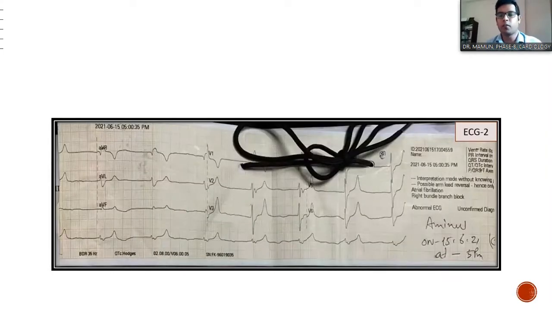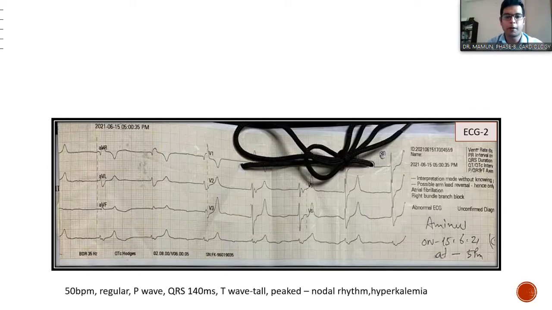This is the follow-up ECG done after 5 hours. In this ECG, the peaking of T wave is increased, and there is widening of the QRS complex, and P wave is absolutely lost. Rate was 50 beats per minute. Our diagnosis was nodal rhythm with hyperkalemia.